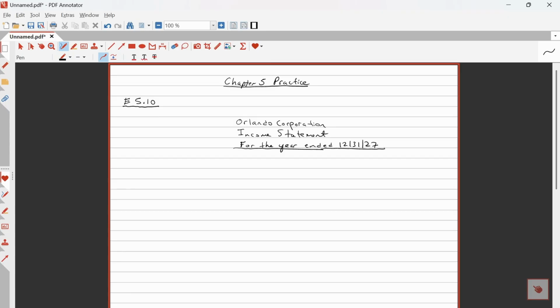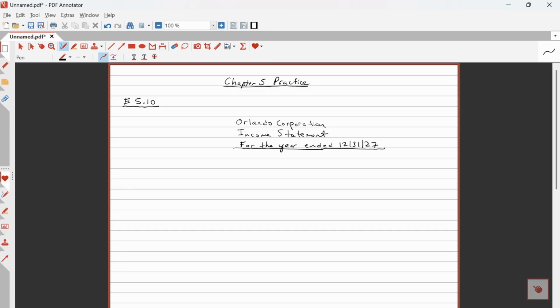And then as far as the body of the statement, on a single step income statement, we just list all the revenues, add them up, get a total. List all the expenses, add them up, get a total. Subtract the total expenses from the total revenues, that's net income. But GAAP doesn't allow companies to use single-step format. They have to use multi-step format. We're going to get the same net income number. It's just the way we classify things.